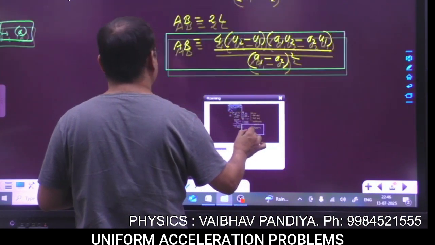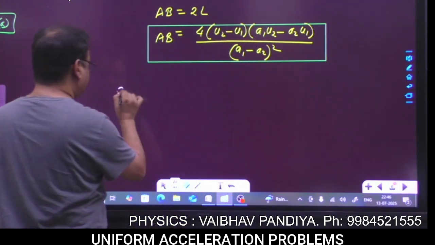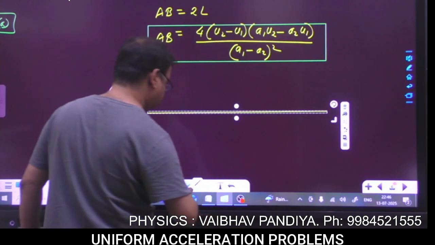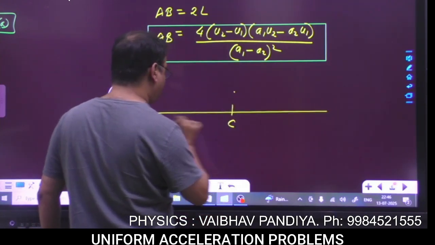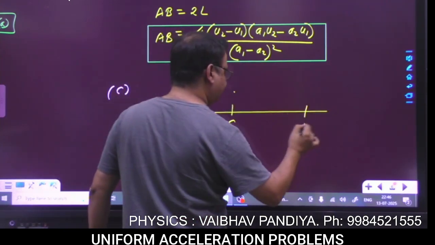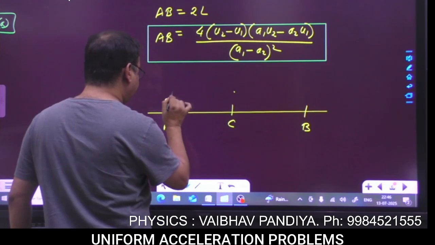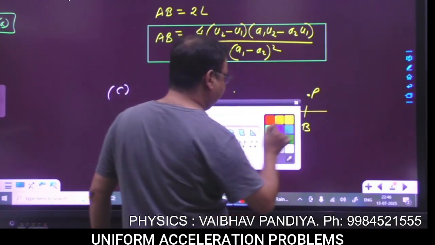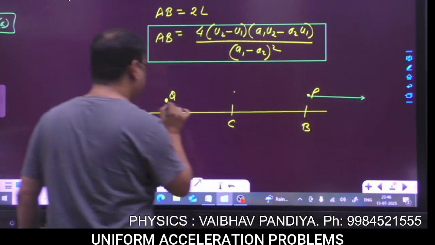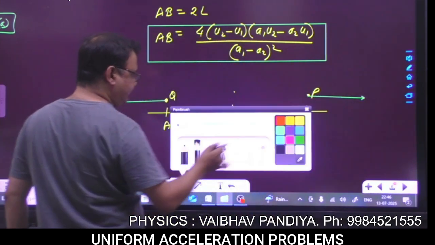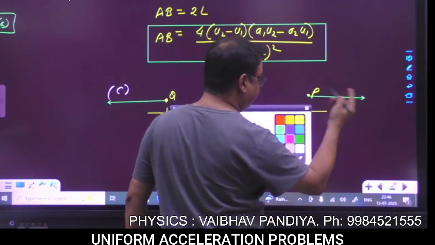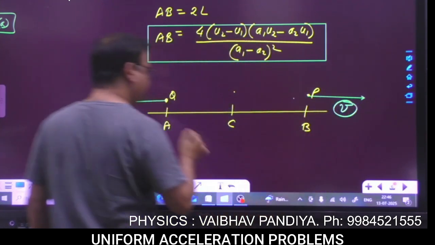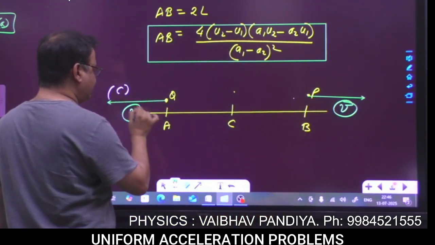So same for part C. It means if this is the midpoint and this is A and this is B, correct? So when Q is arriving at this point and P is arriving at this point, if P has a velocity on the right side and Q has a velocity on the left side, then both velocities have the same magnitude at the end point. So if one is having a magnitude V, the other is also having a magnitude V. Got it?